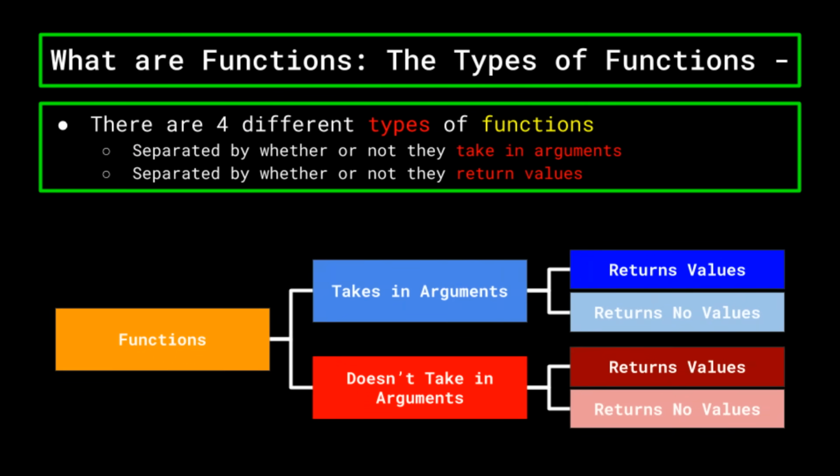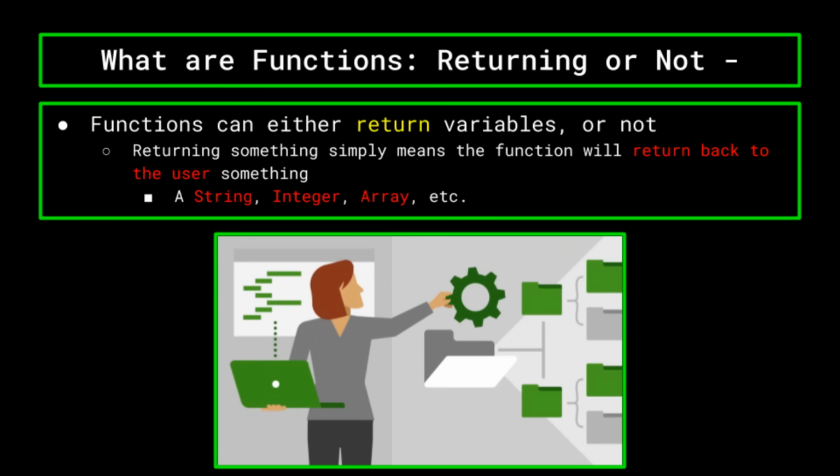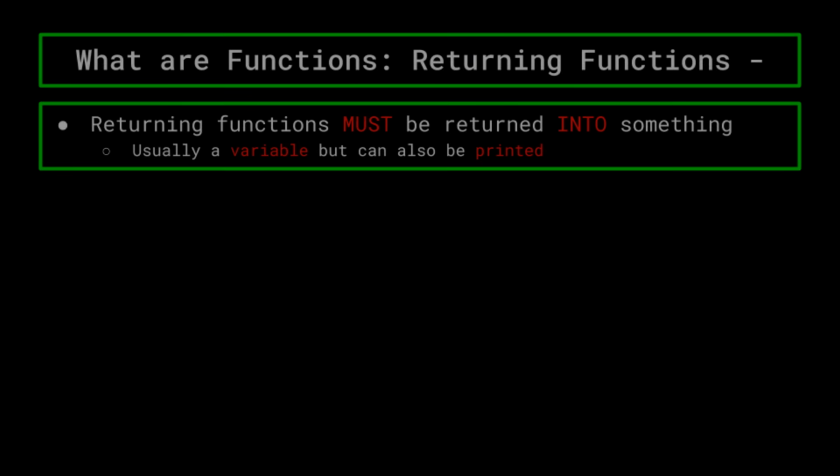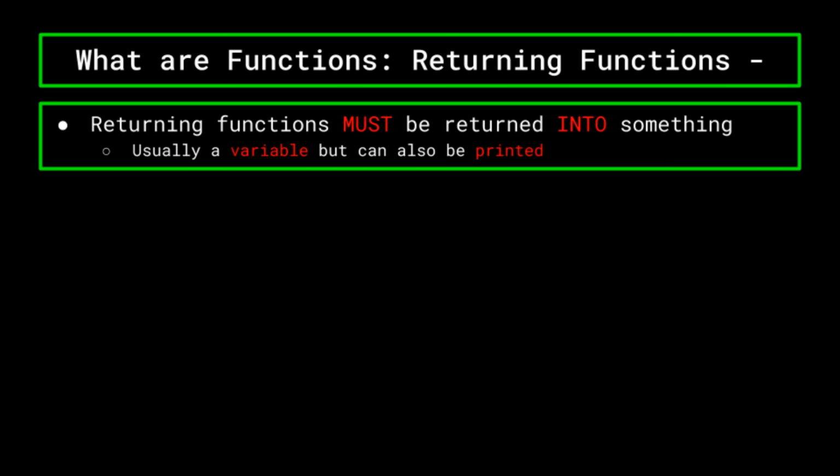Okay, now that we've separated functions into those that take arguments and those that do not, let's again split these up into those that return values and those that do not. Now the thing you have to understand is that when you're making your own functions, which is something that we'll be covering very soon, you have to choose what your function will return, if anything at all. Functions are able to return values back to the user, whether they be in the form of string variables, integer variables, or even arrays. Now the thing to note about returning variables is that calling the function alone won't do anything. You have to return the value into something, or print it out.